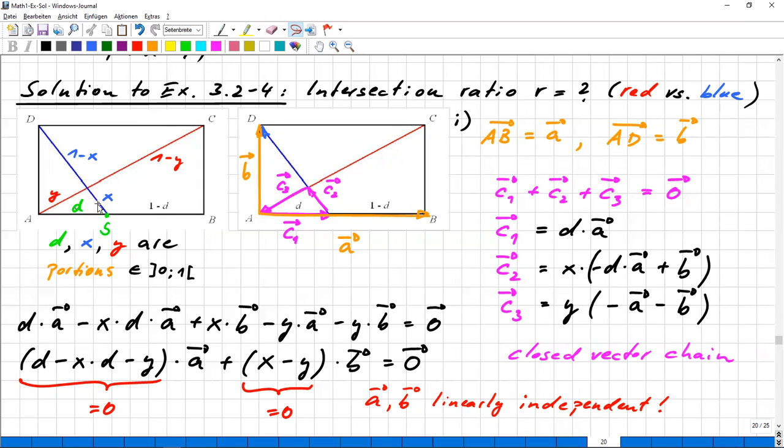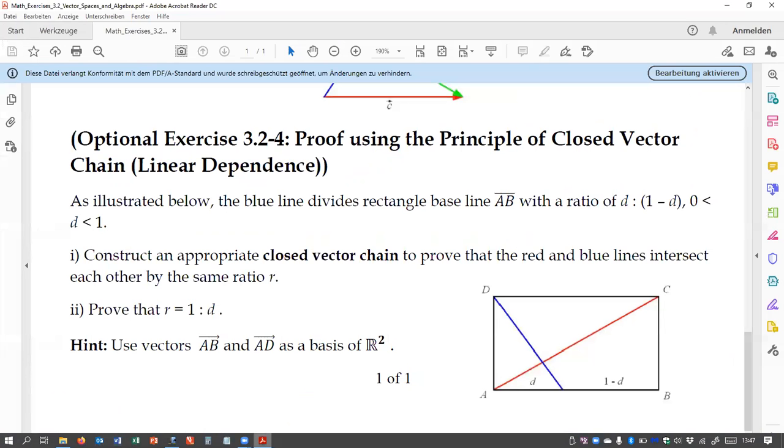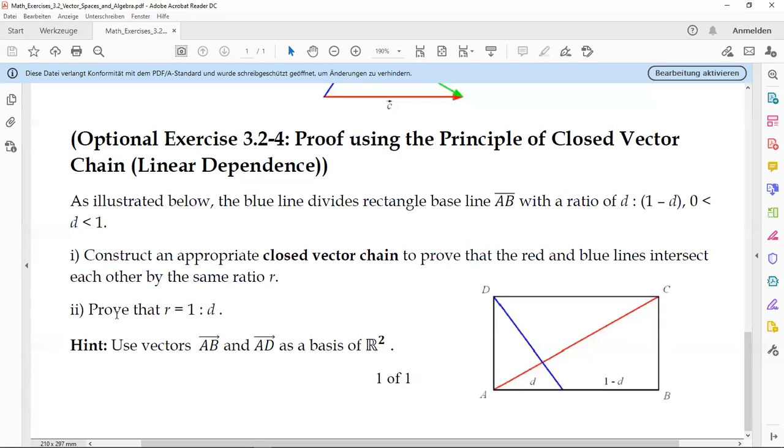So one question. Yes, please. Why is X equal to Y? Why should X be equal to Y? A good question. It's hard to see, but this is what we should prove. I don't really know why it is yet, we will see. But here it says construct an appropriate closed vector chain to prove that the red and blue lines intersect each other by the same ratio. That's it, the same ratio.